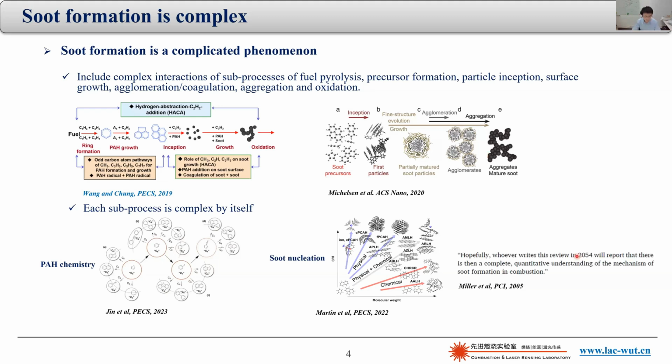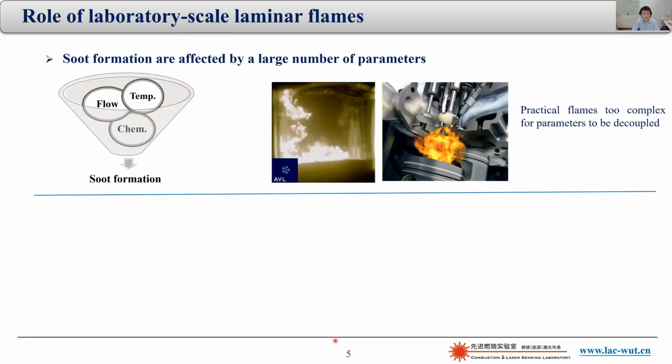Because soot formation is very complex, it is affected by a lot of parameters. And for fundamental studies, you will certainly not prefer practical flames, where you have so many influencing factors that it is difficult to decouple. So actually, soot researchers prefer laminar flames with highly controlled boundary conditions.